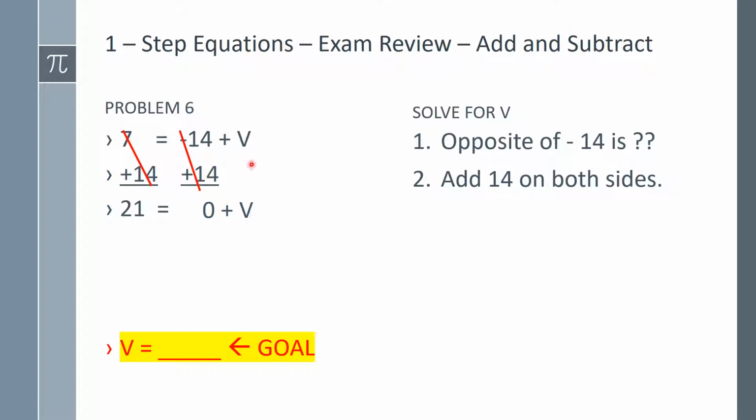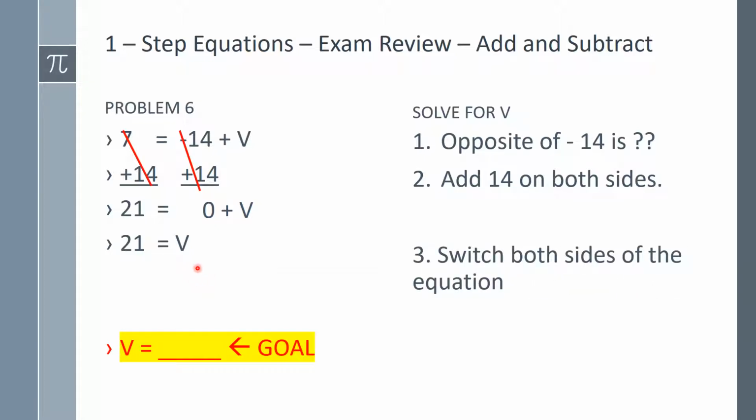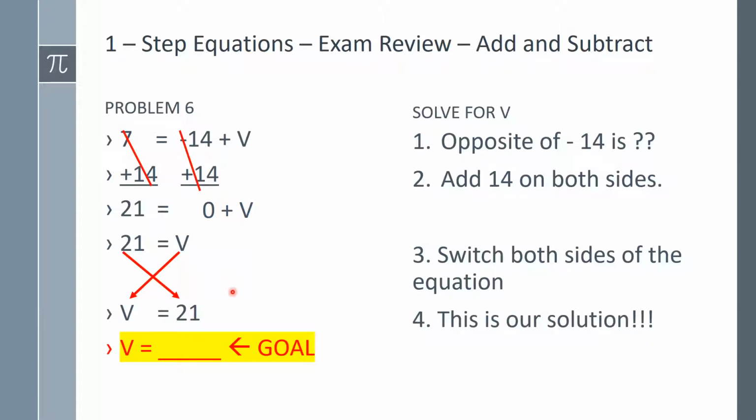So I just simplify the next step. That 21 comes down, and 0 plus v is just v. So now my equation looks like this. 21 is equal to v, but I can switch those to make it look more normal. And so I'm going to put my v on the left side of the equal sign and my 21 on the right side, and I get v is equal to 21. And so this is our solution.